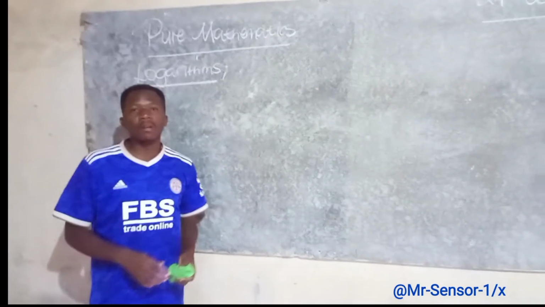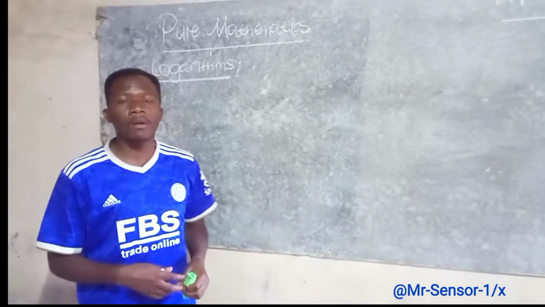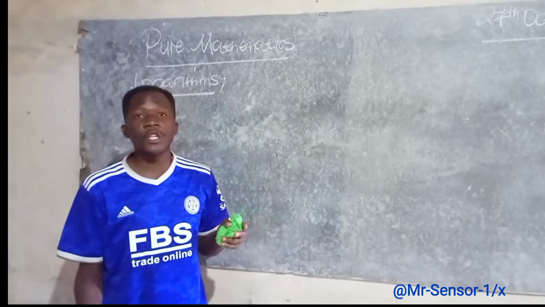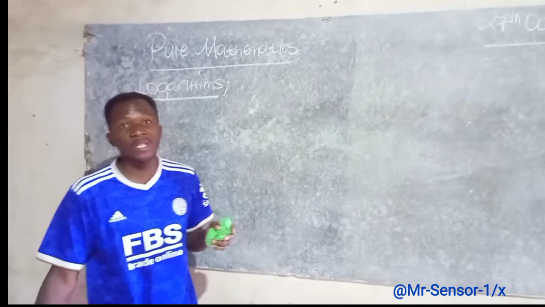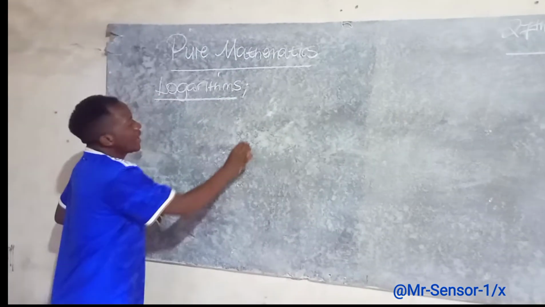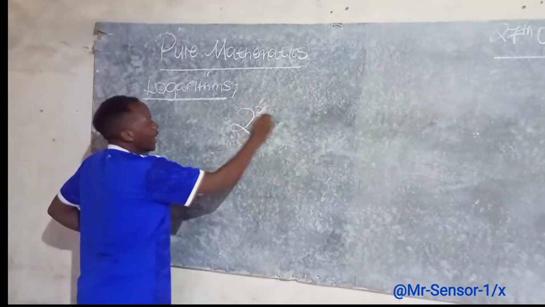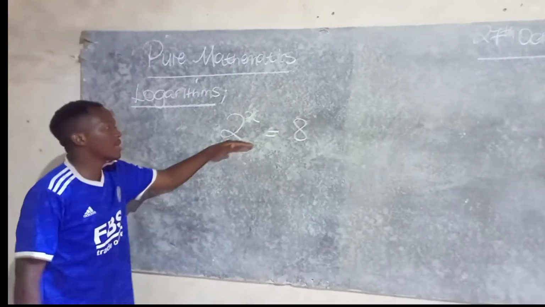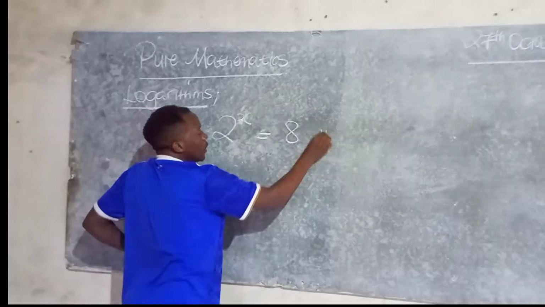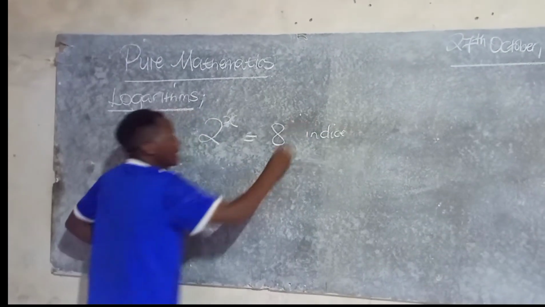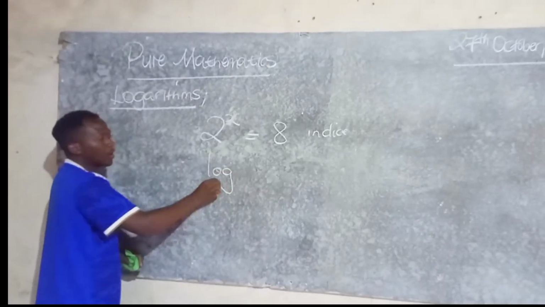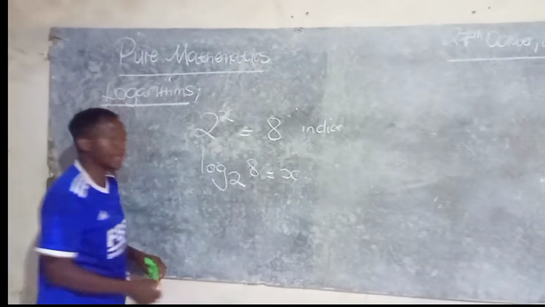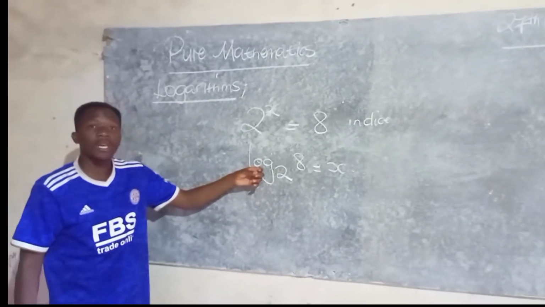When we talk about logarithms, we're trying to talk about functions or indices that are expressed in an exponential way. So in this case, let's say we have 2 to the power x, which is equal to 8. If you have something like this, this is called an index. But if we have log, then we have 2, then 8 here, and then equals x. This is a logarithmic equation.